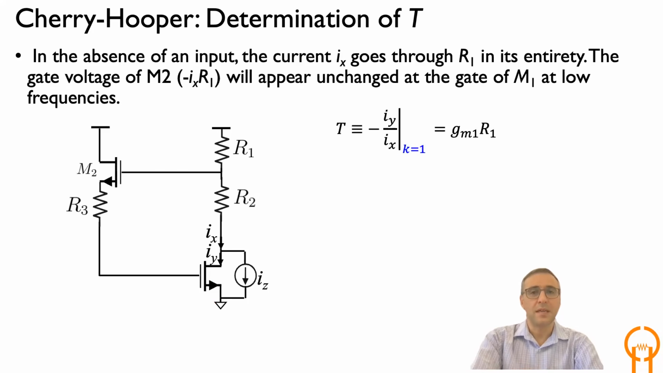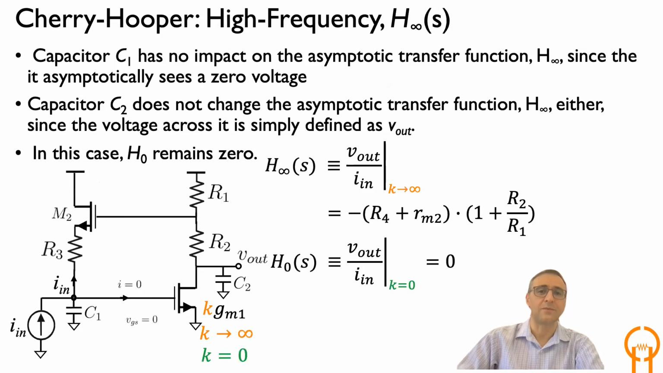How about the return ratio? The return ratio in this case is given by, as you can see, you can apply an IX. That current is going to go through R1 to produce the gate voltage of M2. And that voltage is going to be reflected directly at the gate of M1. And that's going to go through GM1. So you get R1 and GM1 as the return ratio. So it's GM1 R1 that is the return ratio you can calculate for this.